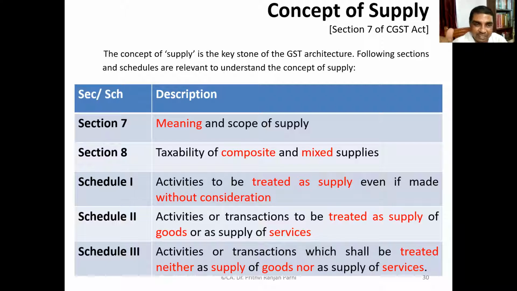And these are the sections which are relevant for us. As you can see, Section 7 will be explaining to us the meaning and scope of supply. Section 8 will be talking about the taxability of composite supply and mixed supply. In the previous section, I was showing you how these two concepts are there in the CGST Act. We'll be seeing the meaning of that.